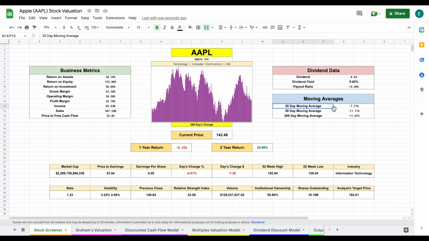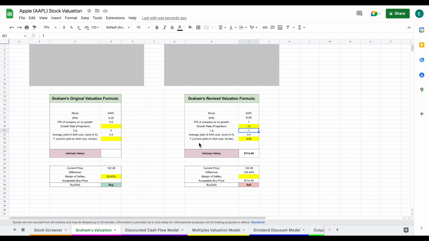Now, the 20, 50, and 200-day moving averages are all down by a pretty large amount. If we come down here, we can see analysts still have a pretty high target price at $182 per share. A lot of analysts are currently revising those target prices to reflect lower values, though. If we come over here, we can see they have a beta of 1.23. So yes, as you can see with the chart, they will have a little bit of volatility. But let's go ahead and jump into our first valuation model. And the first one we're going to look at is Graham's valuation.